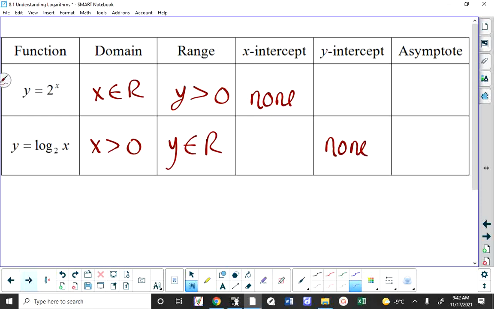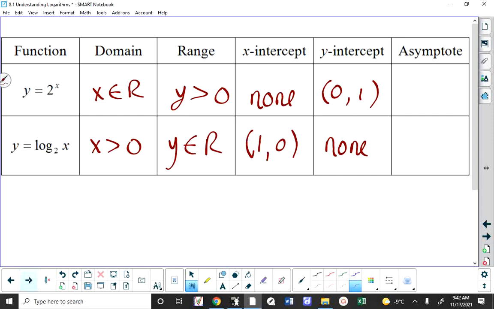You should know that the y-intercept of y equals 2 to the x is, let's go whole hog here and actually write it as an ordered pair, (0, 1). I don't really like at this level just saying y-intercept equals 1. I'd rather say (0, 1). That means the x-intercept on the inverse is 1, which is (1, 0).